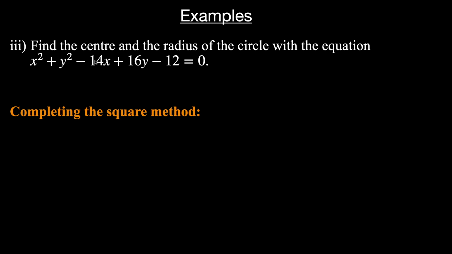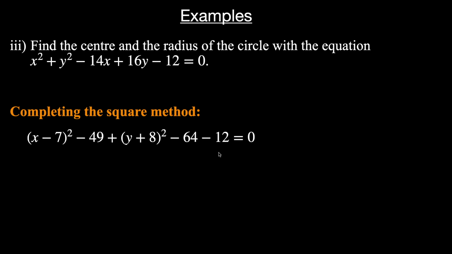We take half of the coefficient of x. That goes inside the brackets. So x take 7 all squared, and then we need to subtract that square. So x take 7 all squared, subtract 7 squared, which is 49. And then for 16y, we take half of 16, so it's y plus 8 all squared, and then subtract 8 squared, so subtract 64, and we have that subtract 12 on the end as well.